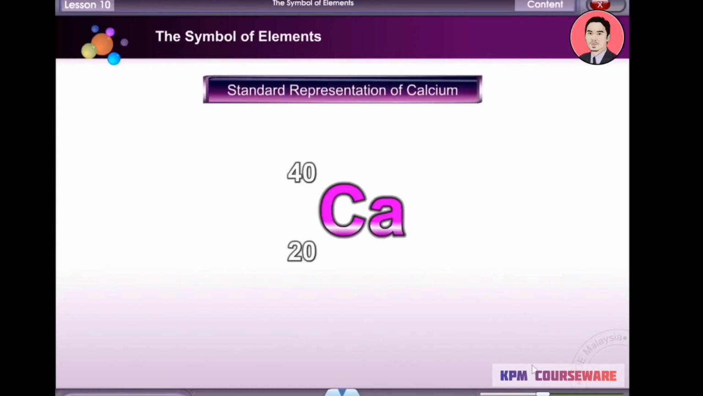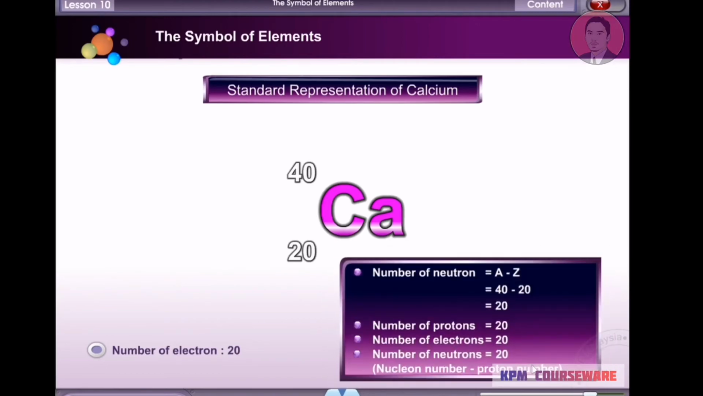Let's take a look at the standard representation of calcium. The number of protons is 20. The number of electrons is 20. The number of neutrons is equal to nucleon number minus proton number, which means 40 minus 20 equals 20. From the chemical symbol, it is known that calcium has 20 protons, 20 electrons, and 20 neutrons. Click on the blinking button to proceed.